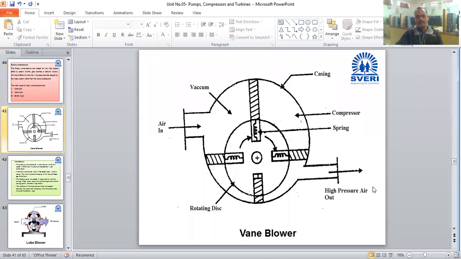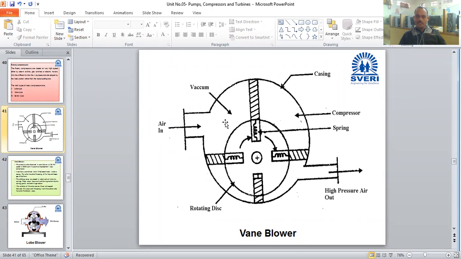So this one is the vane blower. The vane blower is again the same. The compressor works on the principle of reducing the volume. We have to trap some air in a chamber, and then we have to decrease the volume, so we get pressurized air. So here also the same process happens.